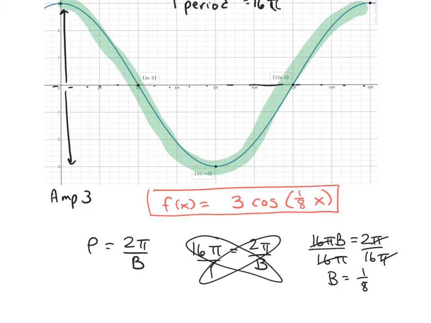Now, you could have also done this one as a sine. Would have been a little trickier, but the same basic concept. You could have phase shifted it over 4 pi and done a negative flip sine curve. But cosine is definitely the easiest one to do in this case.